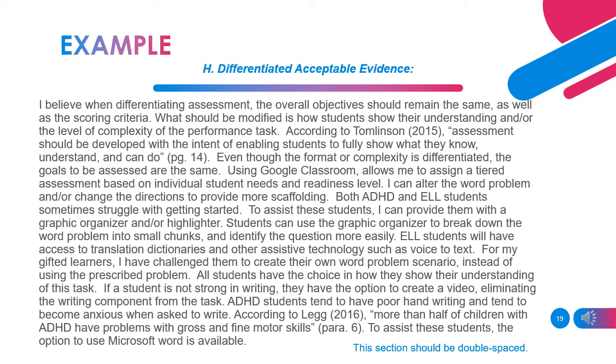Here is an example of Section H, Differentiated Acceptable Evidence. Another good transition sentence. I believe when differentiating assessment, the overall objectives should remain the same, etc., etc. This tells us exactly what we're going to learn about in this paragraph.